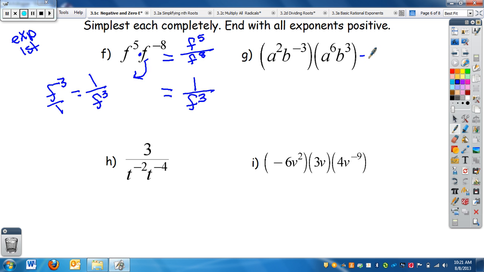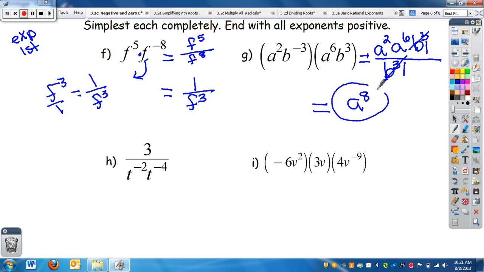So here I have this expression. I'm going to make all my exponents positive. You have a squared stays. Well, b to the 3rd is negative and needs to be kicked to the denominator. A to the 6th and b to the 3rd. Alright, so I can put together, I have 8 a's in my numerator. And then I have 3 b's on top and 3 b's on the bottom. So that's 3 on top, 3 on bottom. They cancel. So these both become 1. So I'm left with a to the 8th.